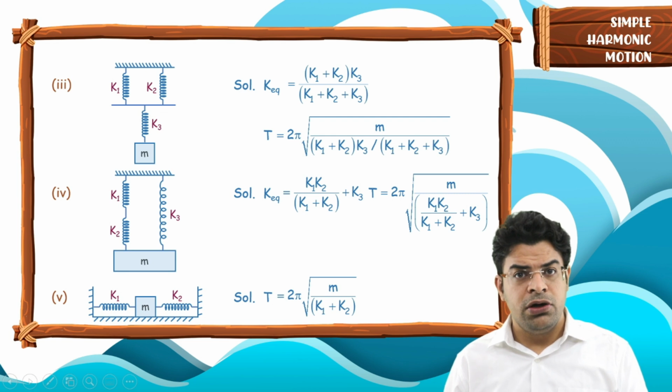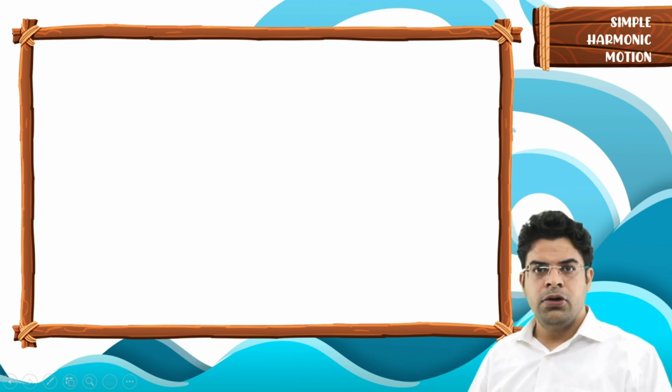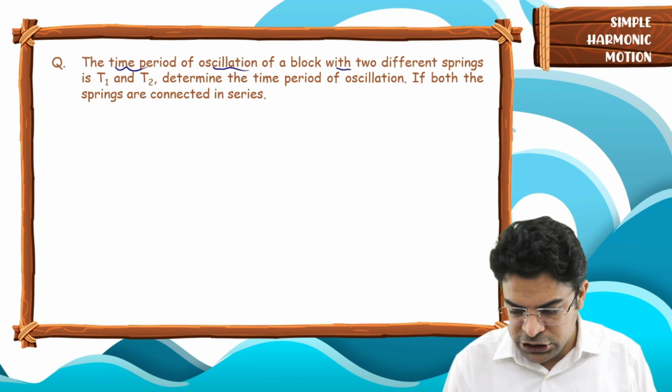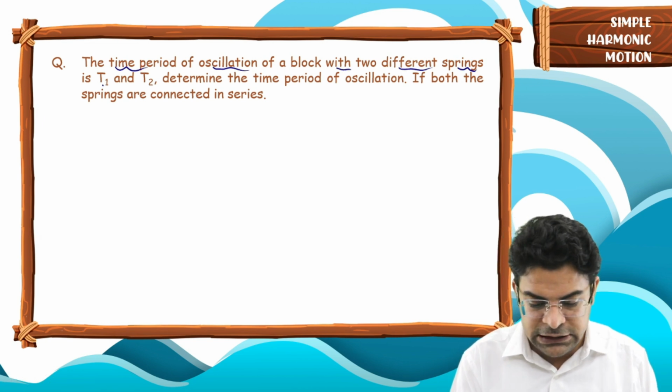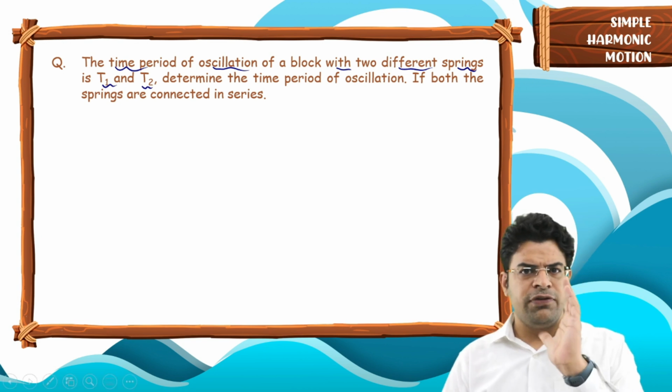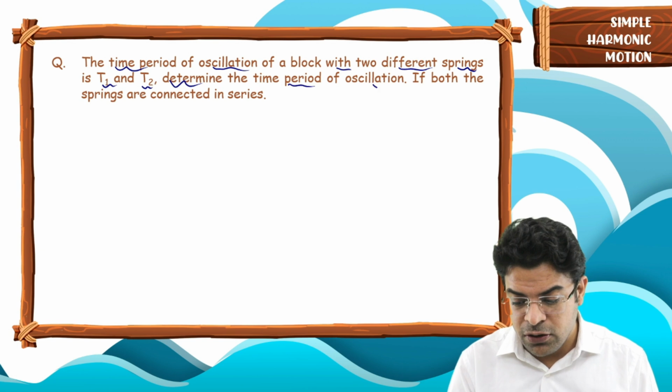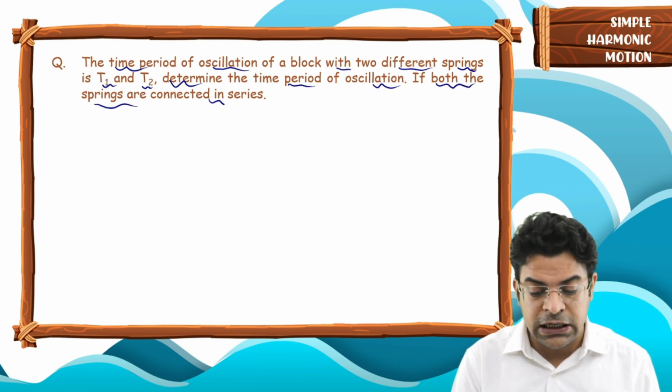So moving on to the last example of the hour. The time period of oscillation of a block with two different springs is T1 and T2. So with the first spring, it is T1. With the second spring, it is T2. Determine the time period of oscillation if both the springs are connected in series.